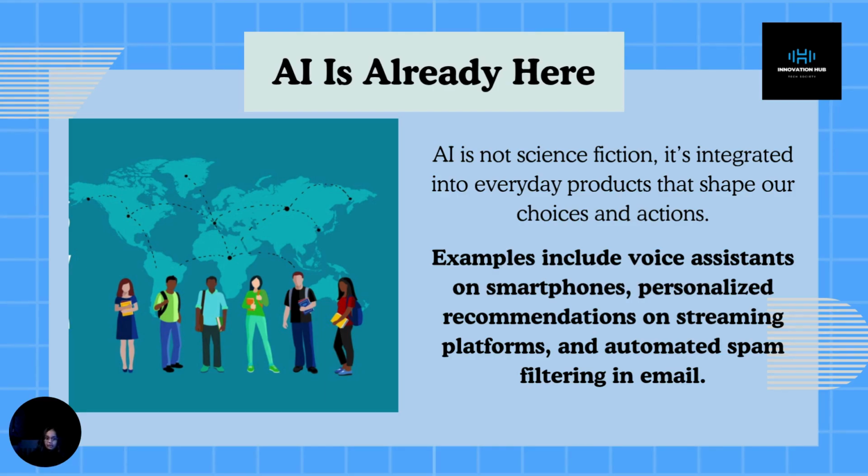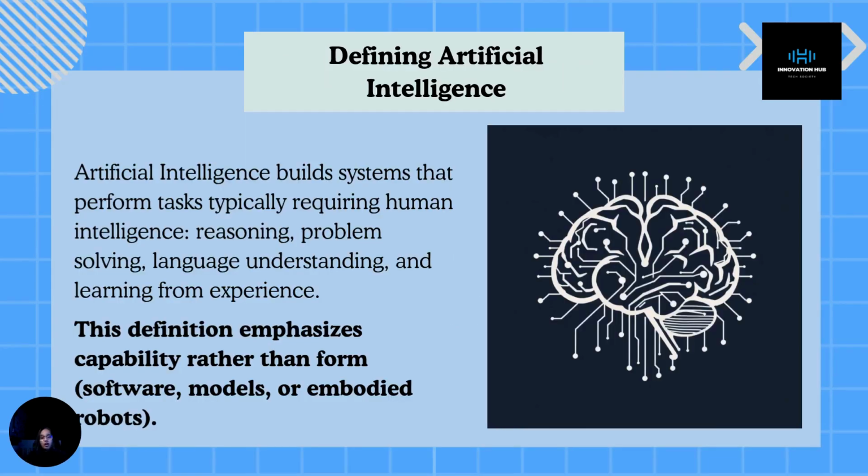So, now that we understand that AI is already around us, the next step is to actually define it properly. Artificial intelligence is essentially about building systems that can perform tasks that would normally require human intelligence. This includes things like reasoning, problem solving, understanding language, recognizing patterns, and especially learning from experience.